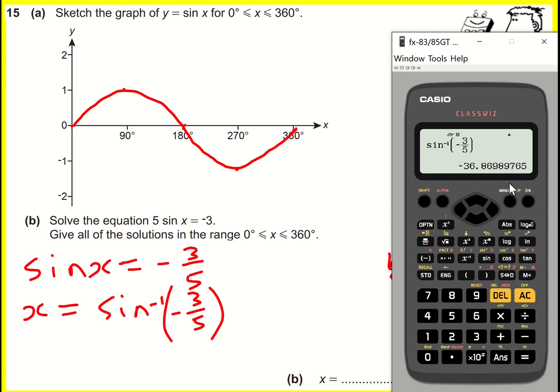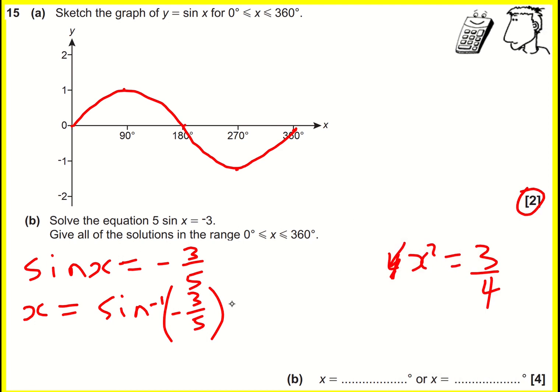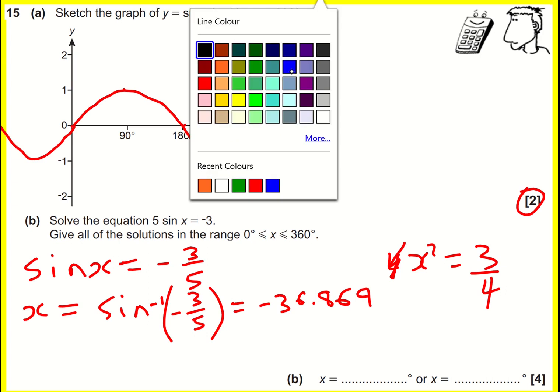-36.869. Well, that is not very nice, is it? Because that's not in the range. But let's write that down, -36.869. What we have actually done is the fact this graph actually carries on like so. And what are we interested in? Okay, because I didn't talk about this. I probably should have already.